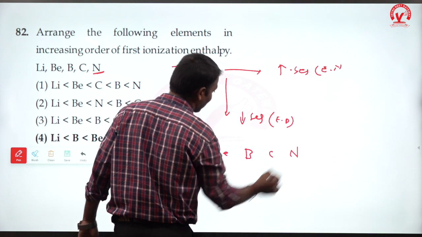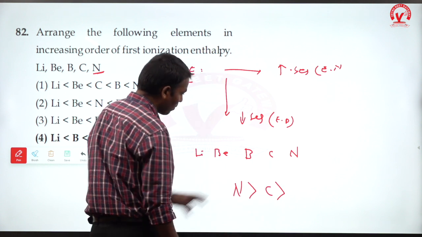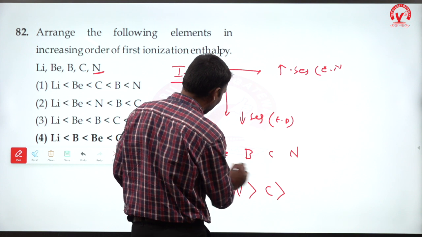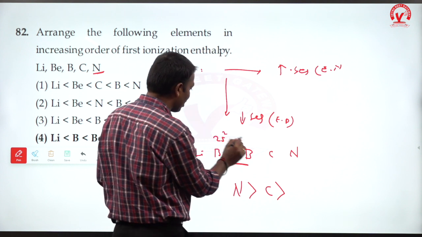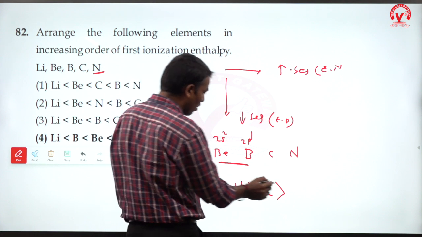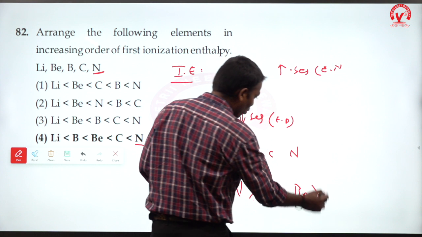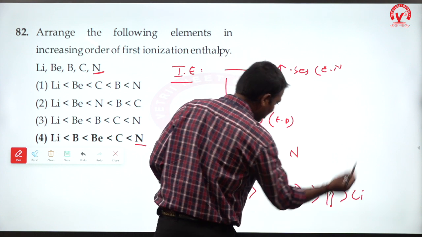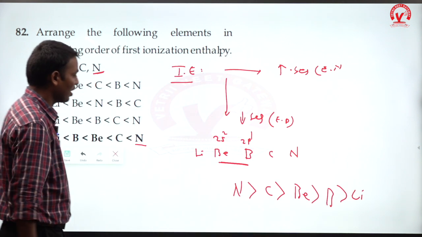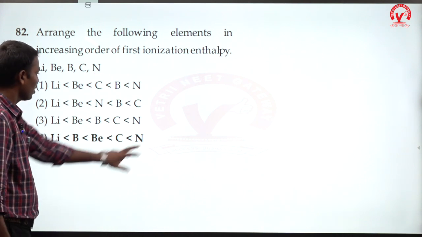Left to right increases, right? So then go with nitrogen as highest, then carbon, then compare here 2s2 configuration with here 2p1 configuration. So here we have a somewhat stable configuration, so beryllium you can bring here. Then boron, then lithium. Lithium has the least energy because it is a metal, right? That is, option 4 is the correct answer. Then move on to the next question.